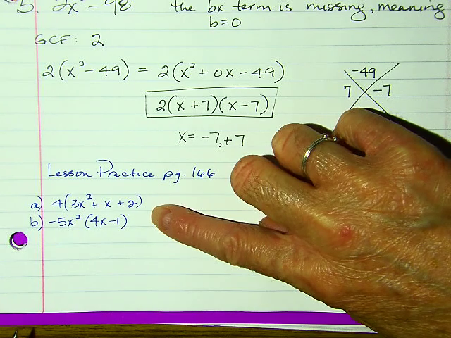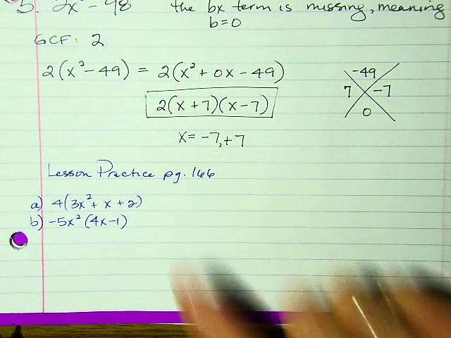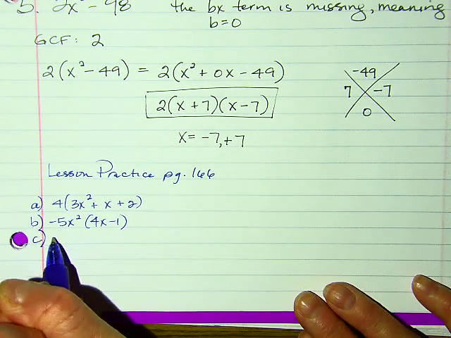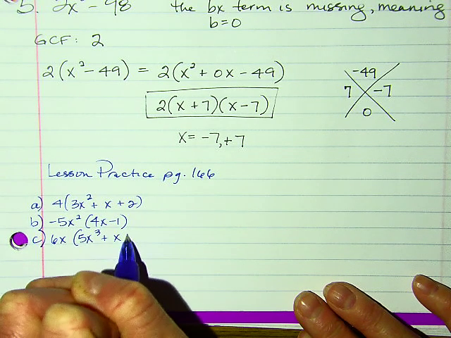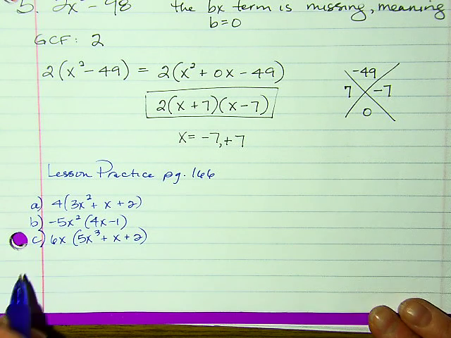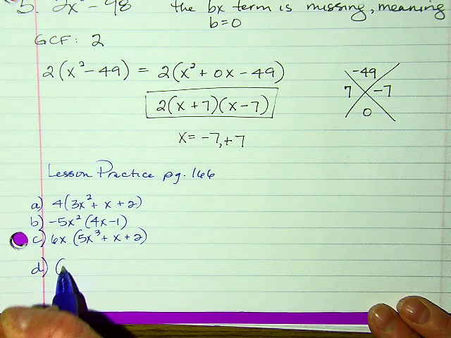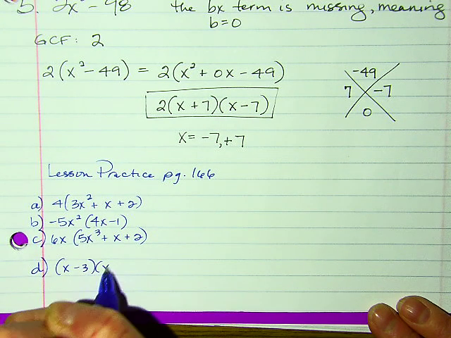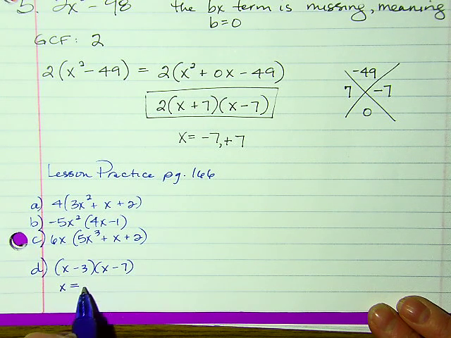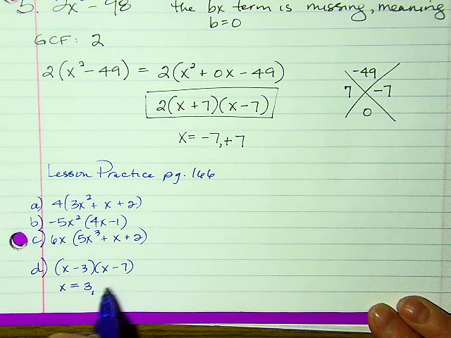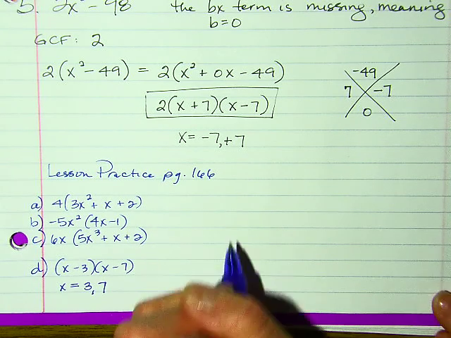So that should be the first part of our notes where there was only a GCF. The same with part C, 6x and then 5x cubed plus x plus 2. All right, D, you had to actually factor, and I got x minus 3 and x minus 7. And it did ask for the solution, so the opposite of a negative 3 is 3. Opposite of a negative 7 is 7.